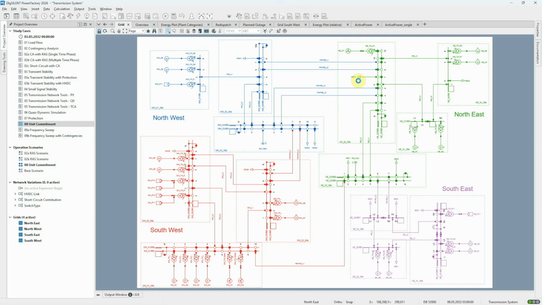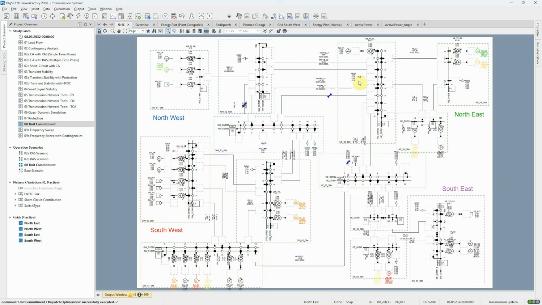For a successful unit commitment and dispatch optimization run, it's necessary for the load flow to converge at every time step in the quasi-dynamic simulation because these results are used for the initialization and linearization of the mixed linear integer problem that is solved in the unit commitment.